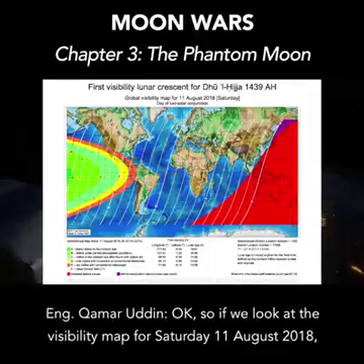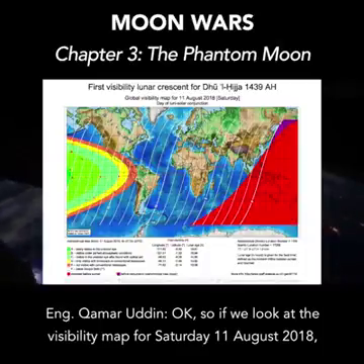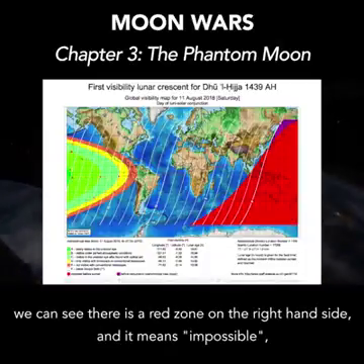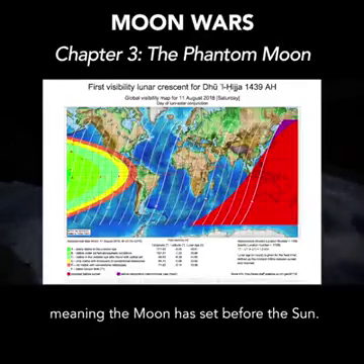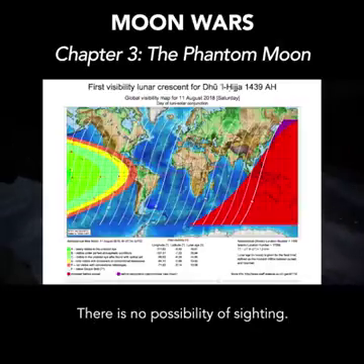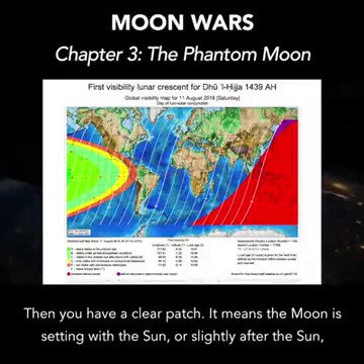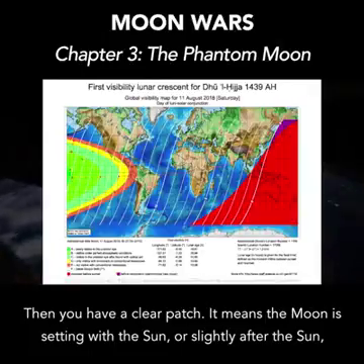Okay, so if we look at the visibility map for Saturday 11th August 2018, we can see there is a red zone on the right hand side, and it means impossible, meaning the moon has set before the sun. So there is no possibility of sighting. And then you have a clear patch. It means the moon is setting with the sun or slightly after the sun.